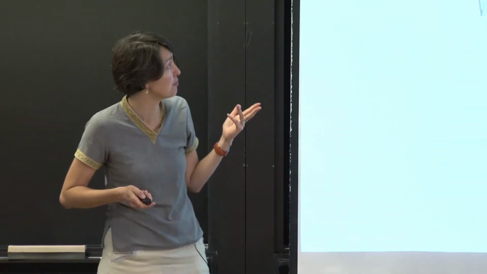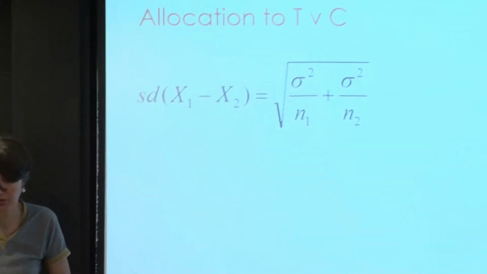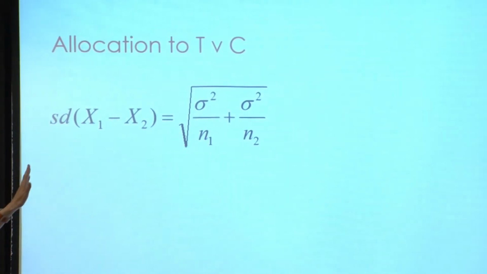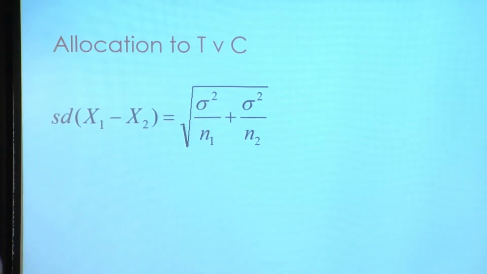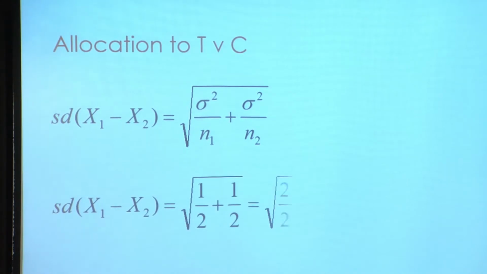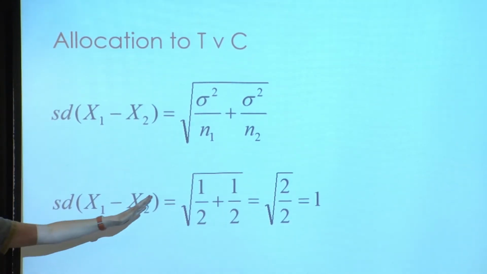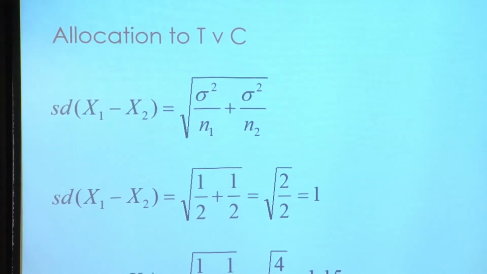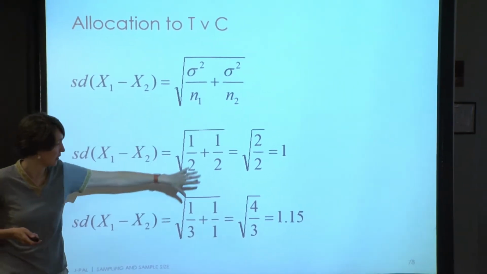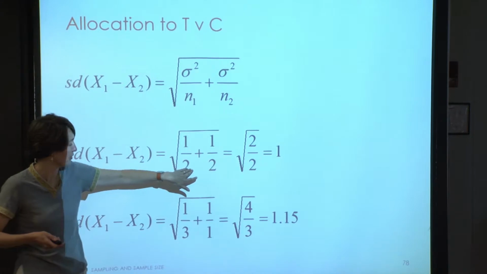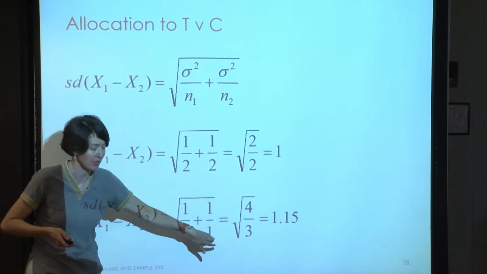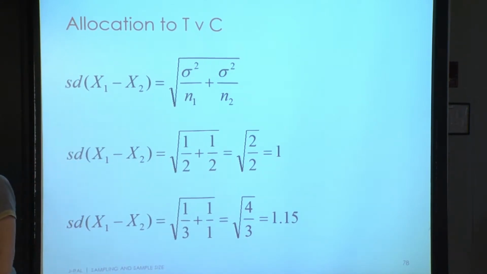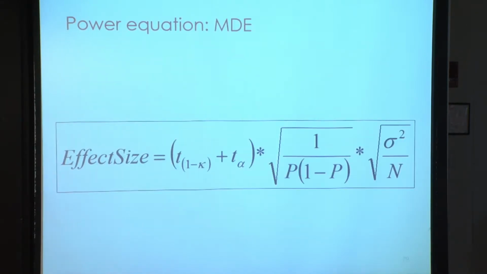This is just numerically how you get the standard deviation of a difference between treatment and control. And if you do half and half, you're better off than if you allocate 2-2 versus 3-1. You're going to end up with higher variation in the standard deviation of the treatment group.